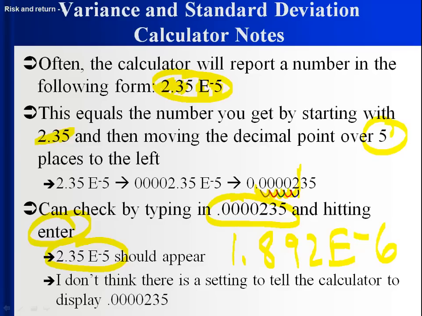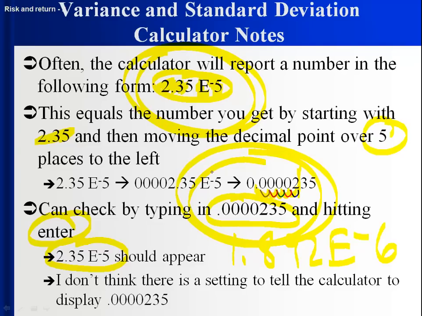But if you type it in and hit enter and you get 1.892 e to the -7th, then you need to go ahead and take away one of the zeros. And so this way you can confirm: you get a number, you find out what you think it is, and then you can double check that what you think it is in fact what it is.